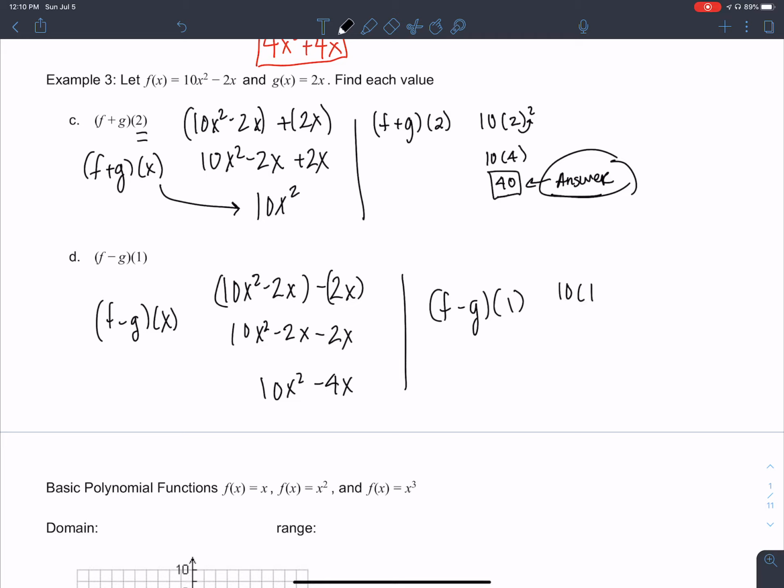Okay, so 10 times 1 squared minus 4 times 1. 1 squared is 1. 10 times 1 is 10. 4 times 1 is 4. 10 minus 4 is 6. This is my answer. Okay?